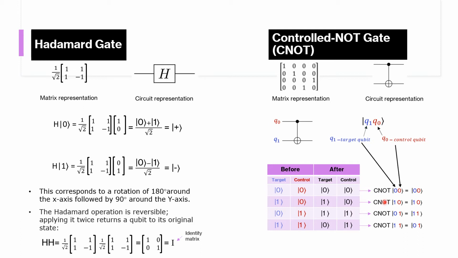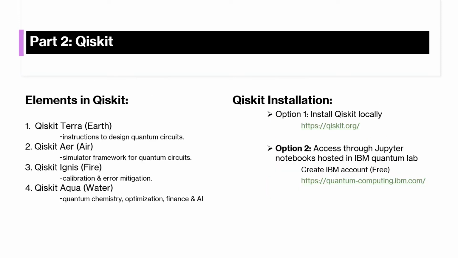Okay, now we will move to the second part of the presentation, which will introduce you to how to access Qiskit. Qiskit is an open source development kit for working with quantum computers, and the primary version of Qiskit uses Python programming language. There are 4 elements in Qiskit that work together for interacting with quantum computers and simulators.